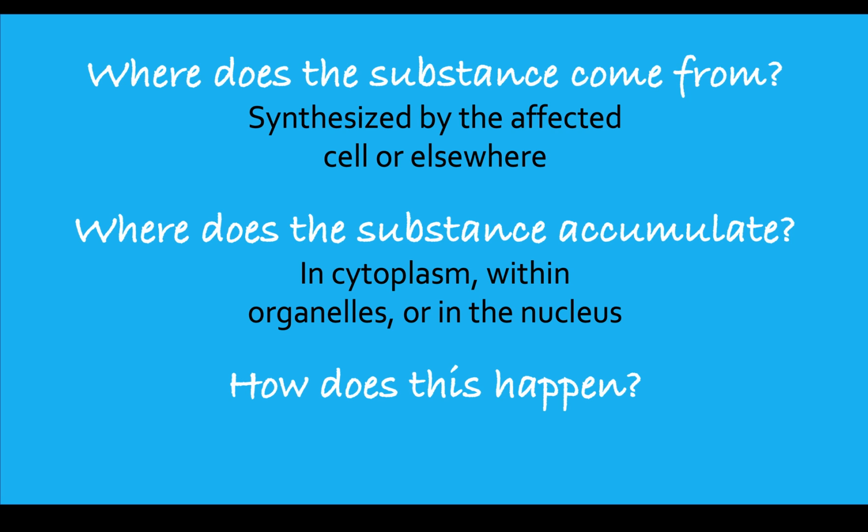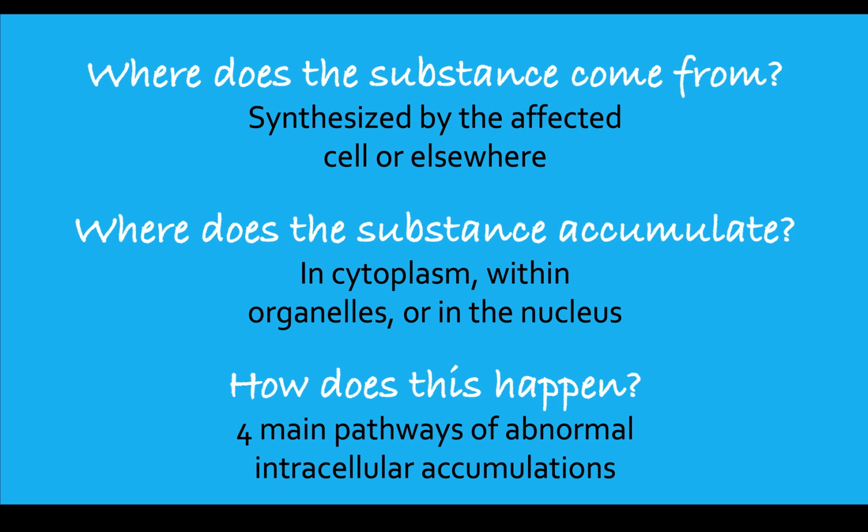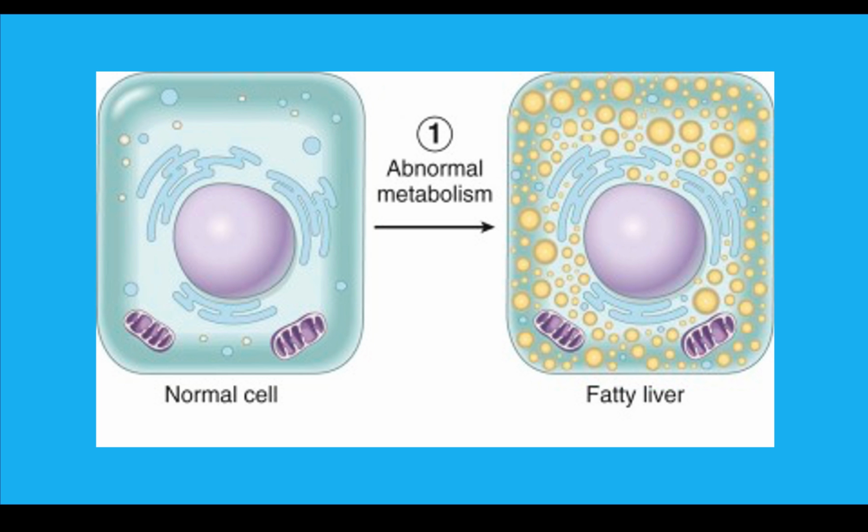So how does this happen? This varies, but there's 4 main pathways of abnormal intracellular accumulation. We're going to go over each of those. The first is if you have inadequate removal of a normal substance secondary to some sort of defect in the mechanisms of packaging and transport. The example here is showing you this is your normal cell, and then if you have this abnormal accumulation of fat inside the liver, this is a liver cell, and you just have a lot of fatty little blobs accumulating inside the cytoplasm. This is an example of fatty change, also called steatosis of the liver.